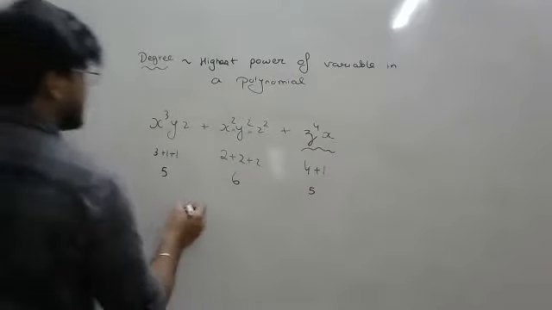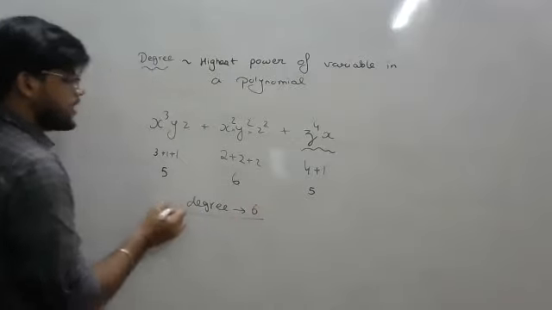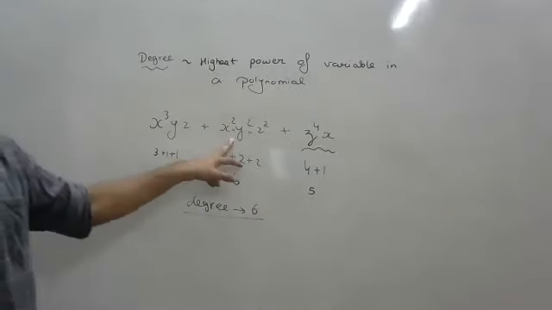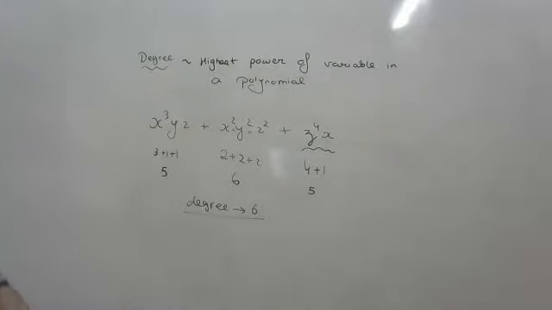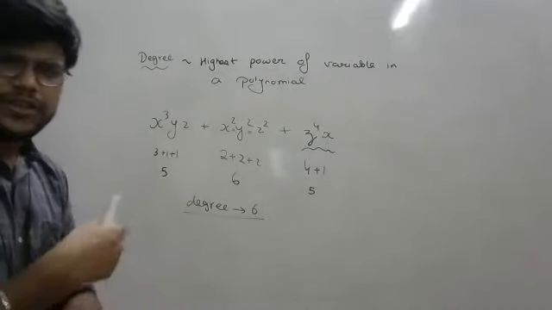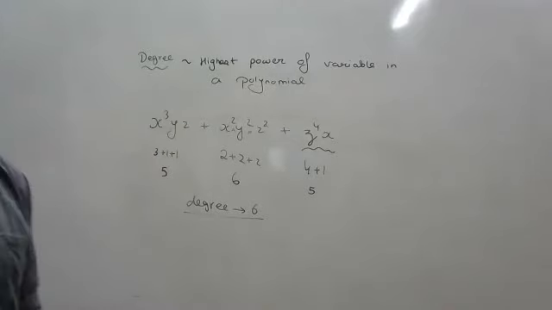Therefore, if they're asking you the degree, it would be 6. Degree will be 6. Don't write this term. Okay, your degree is 6. Whenever variables are in multiplication, you have to add the powers. Don't forget this. Is it clear?